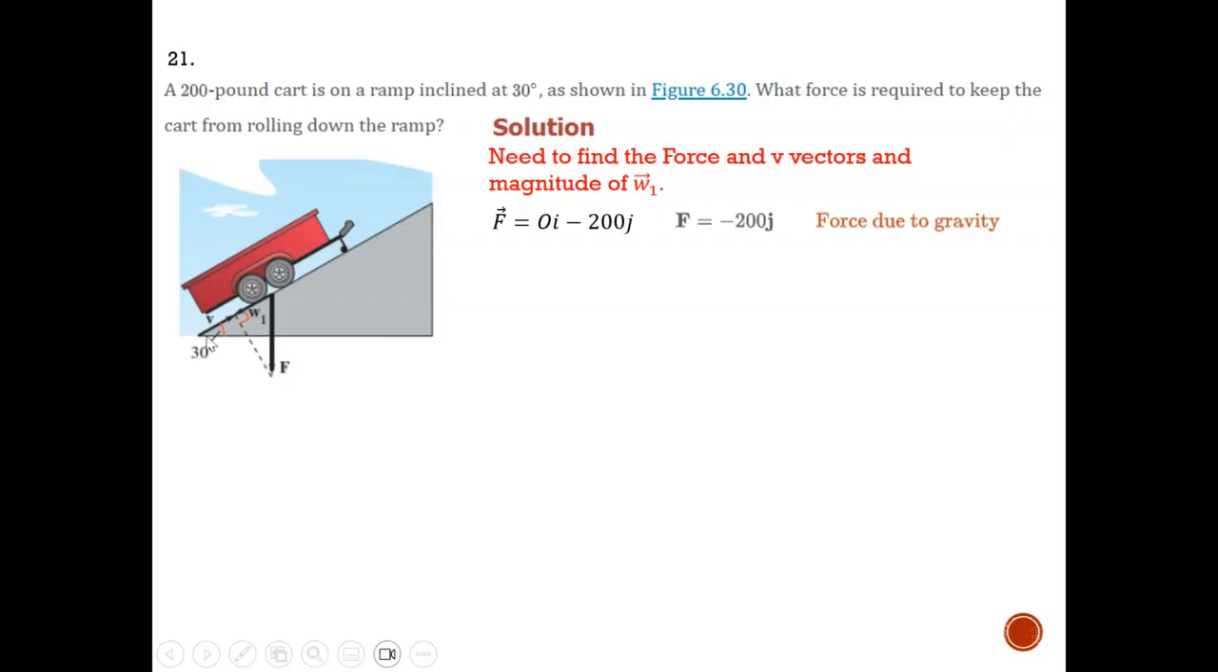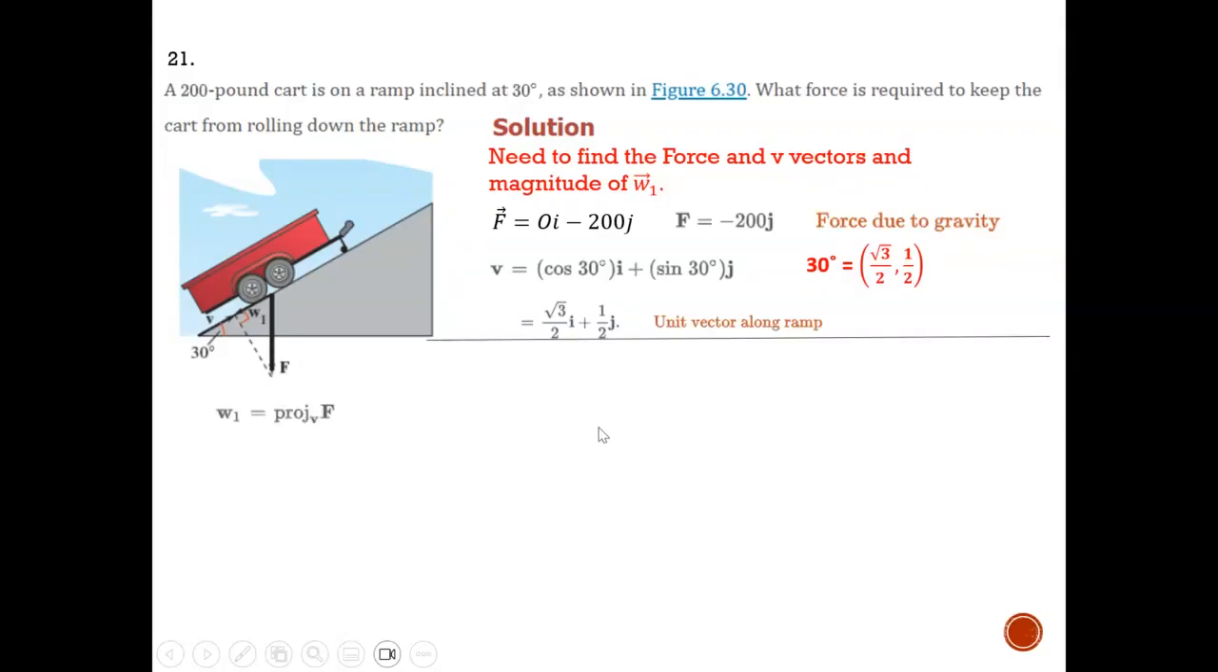Now, vector V, right? We have to find vector V. So vector V is going to be the cosine of 30 degrees i plus the sine of 30 degrees j, right? Because this is 30 degrees here. So go to the unit circle, right? So 30 degrees is equal to square root of 3 over 2, 1/2. So V equals square root of 3 over 2 i plus 1/2 j. Okay, now, here we go.